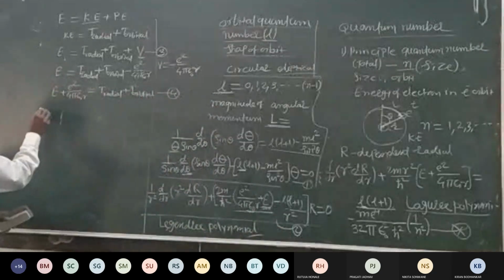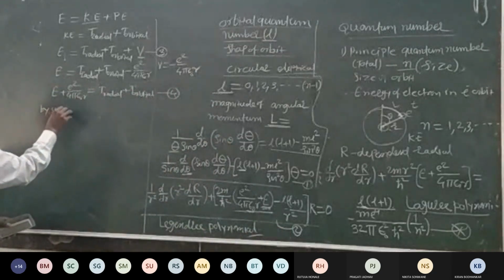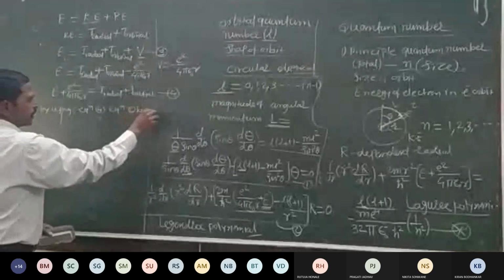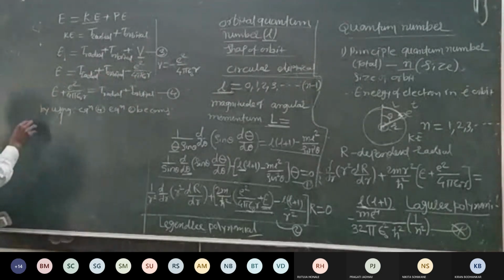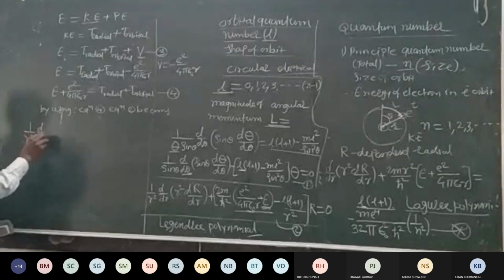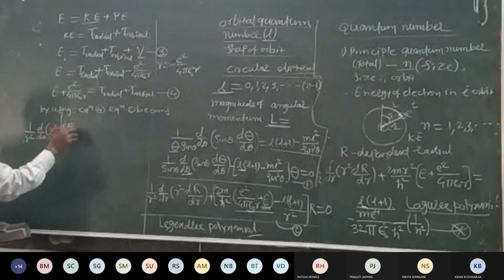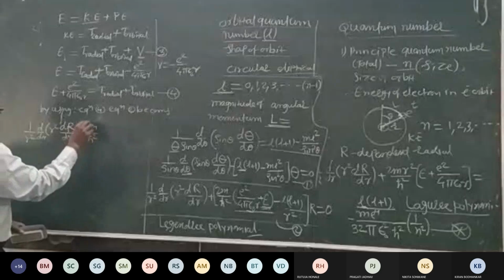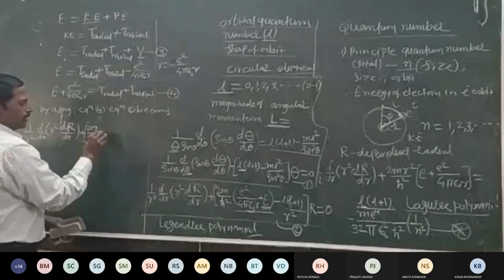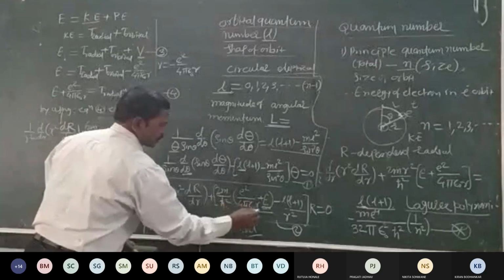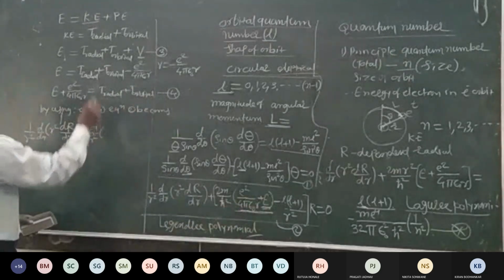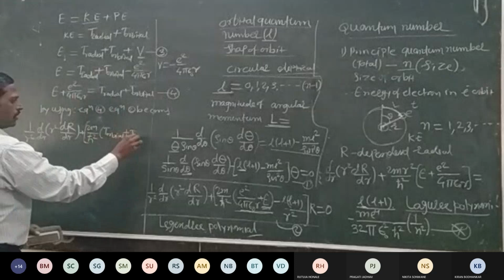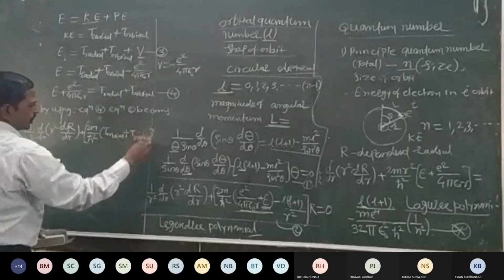By using equation 4 in equation 2, it becomes 1 upon r square d upon dr in the bracket r square dR upon dr, plus 2m upon h cross square into e square upon 4 pi epsilon 0 r plus E. For this I have to write T orbital plus T radial, or T radial plus T orbital, either works.